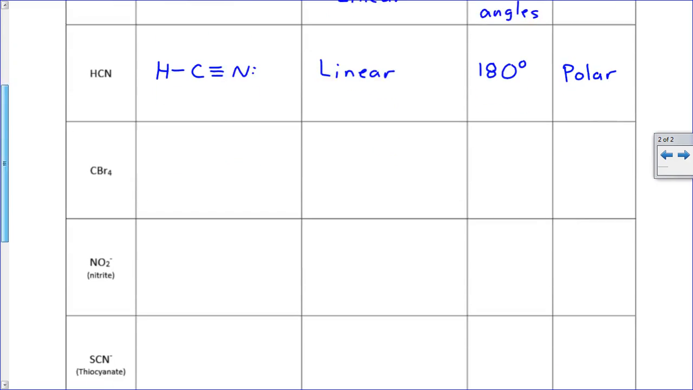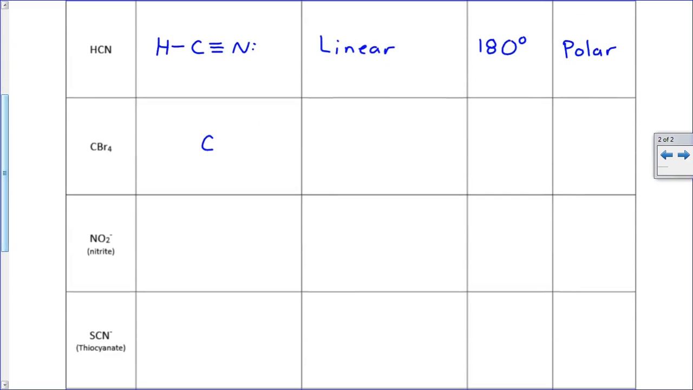CBr4. So there's a carbon, we've got bromine. This is another covalent bond because we've got just nonmetals here. Bromine, bromine, bromine. All right, so that's what that one looks like.